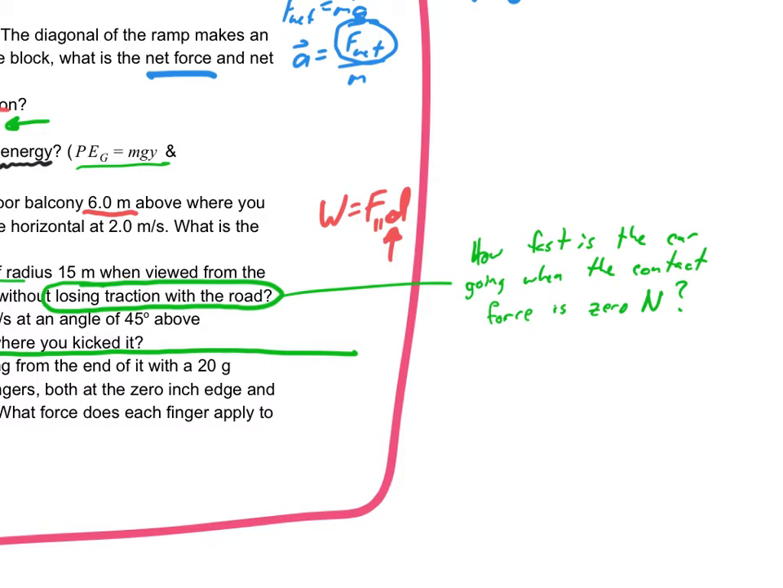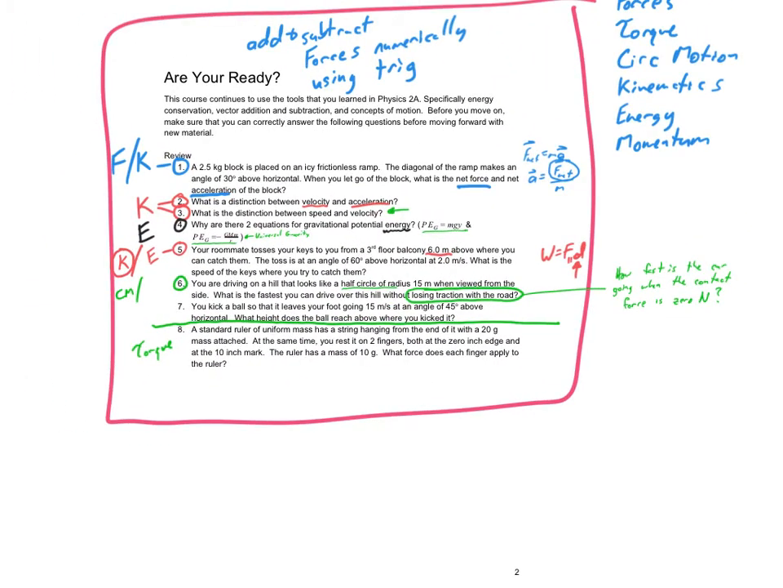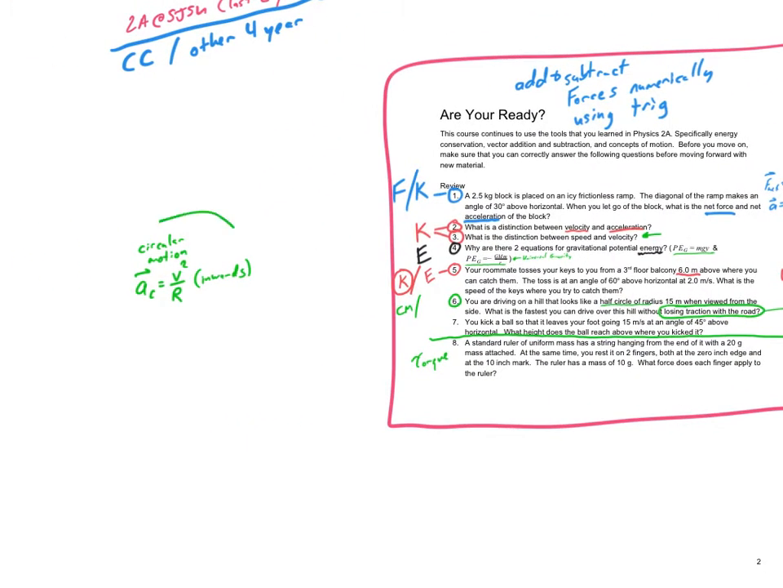Now that's not the only force. You still have the force of gravity to consider because that's still acting on the car as it's going over the hill. So you have an acceleration to plug in. You still have a force. You've just lost the force of the road on the car. So it's circular motion and forces.